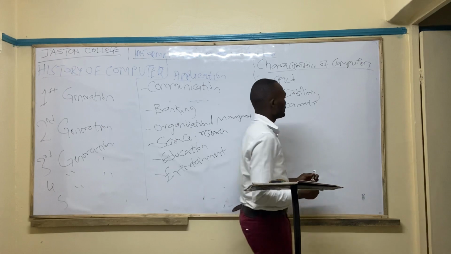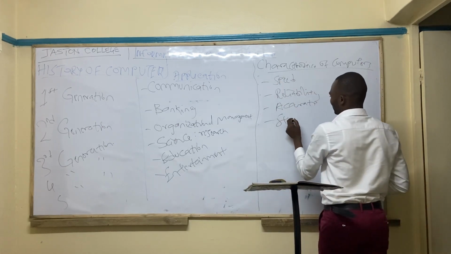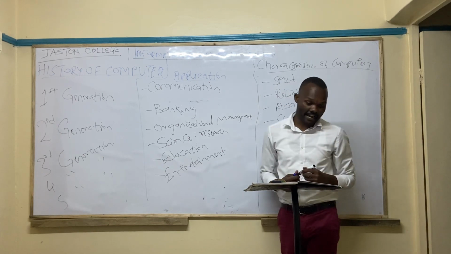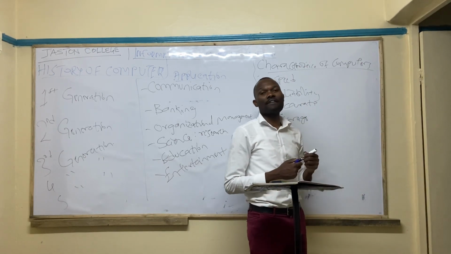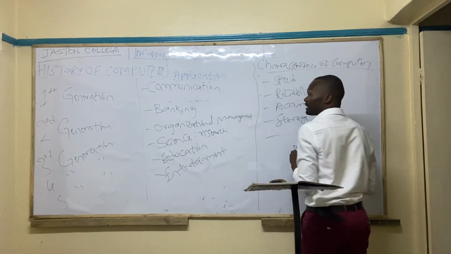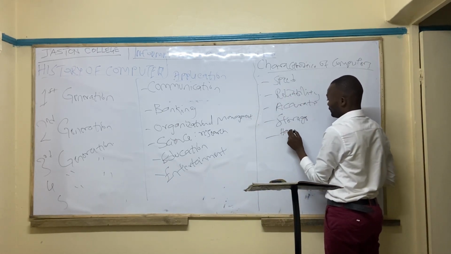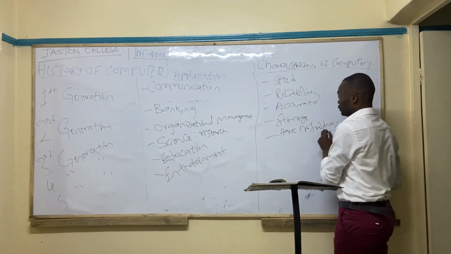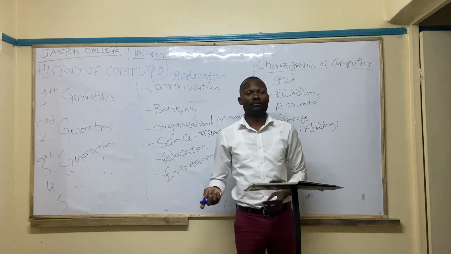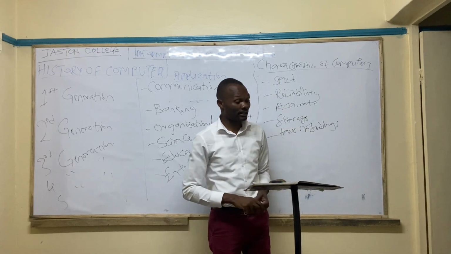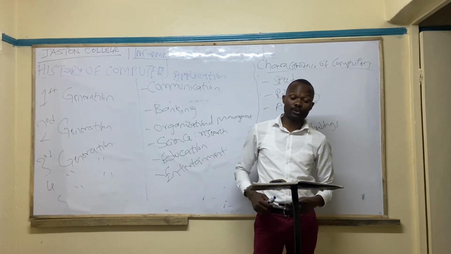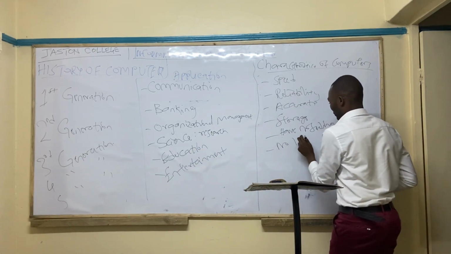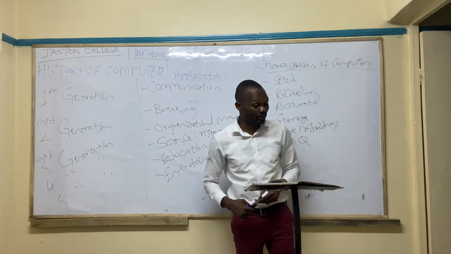What else? Storage. The storage capacity is very high. Then they don't have any feelings. You give them a command, that's it. They will take instructions. They have no feelings. There is no IQ, so they don't work as we do. They are not like human beings. That is who computers are.